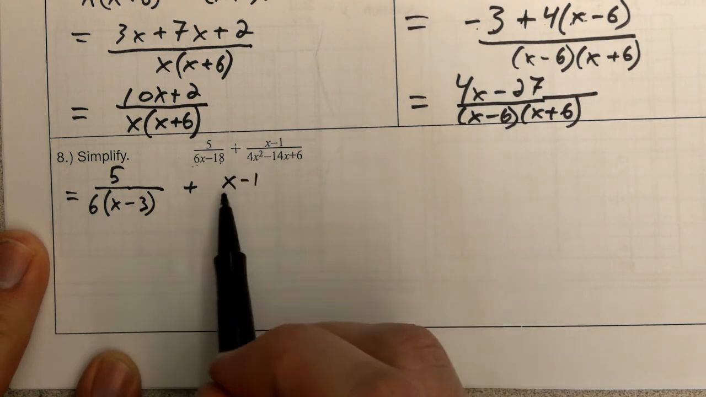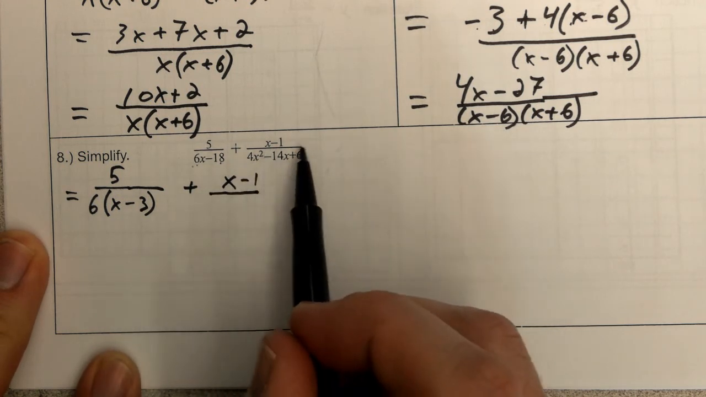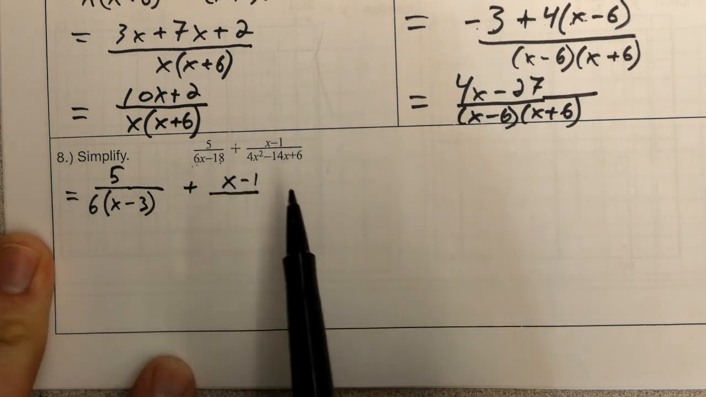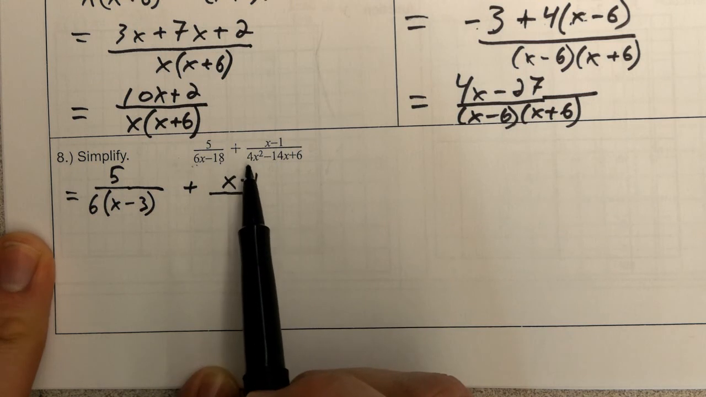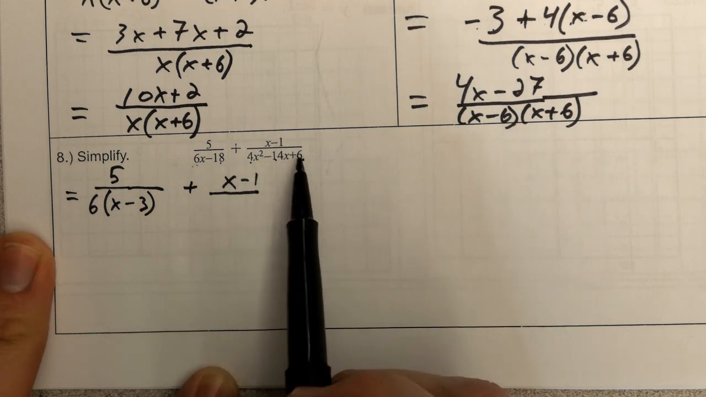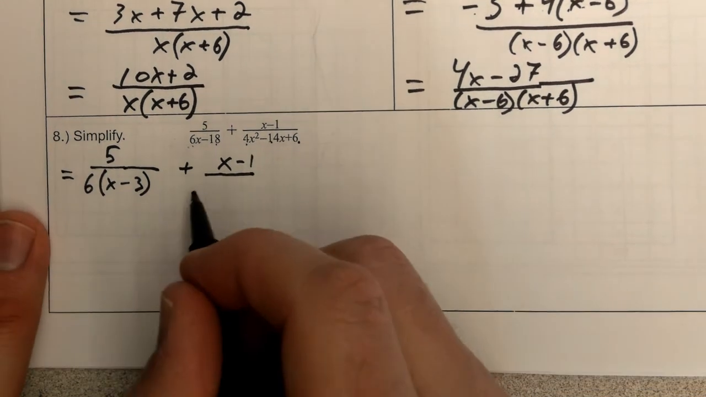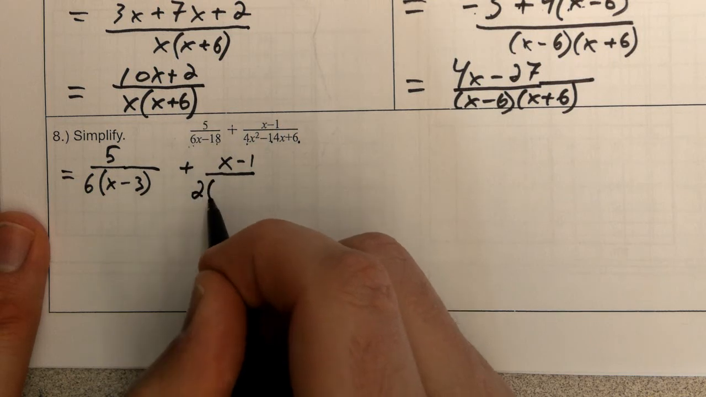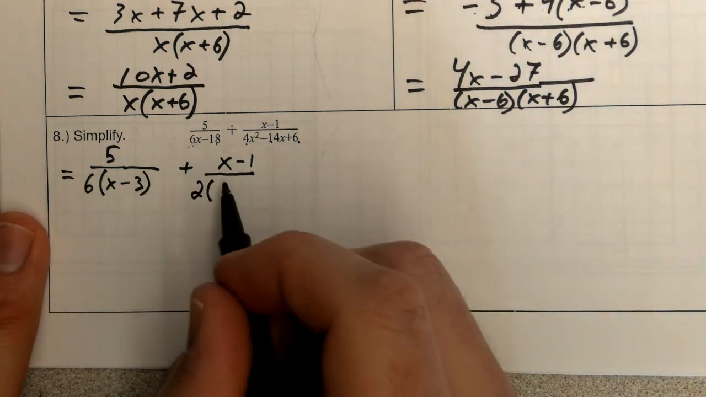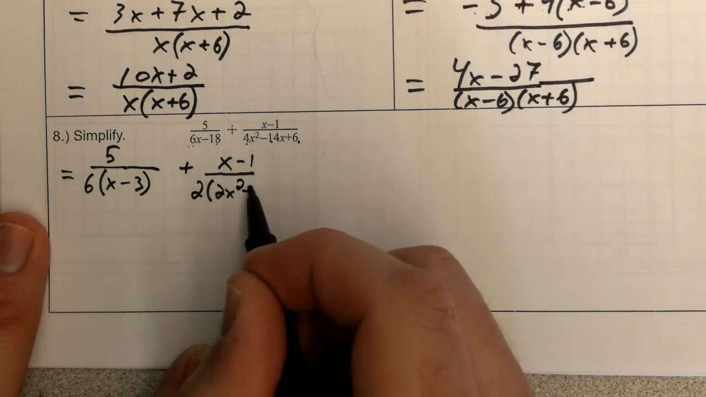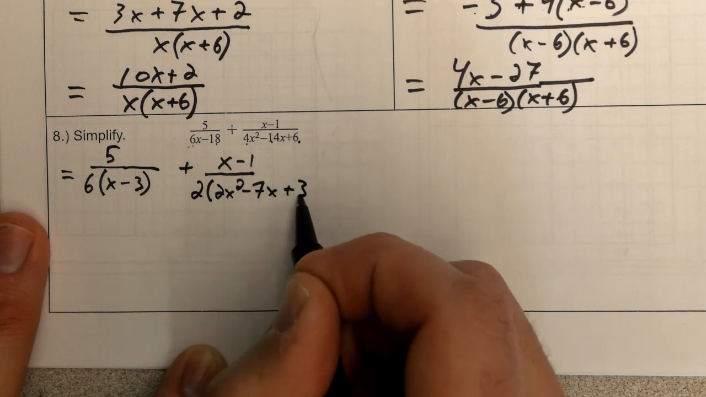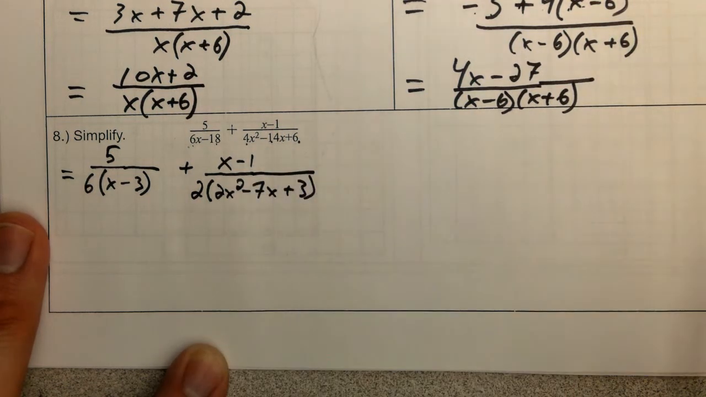And then I need to factor the denominator, this 4x squared minus 14x plus 6. Always check for a monomial first, and I noticed that there's a factor of 2 in every number here. So I'll take that 2 out in front. So I'll have 2 times 2x squared minus 7x plus 3. And then we need to factor this 2x squared minus 7x plus 3.